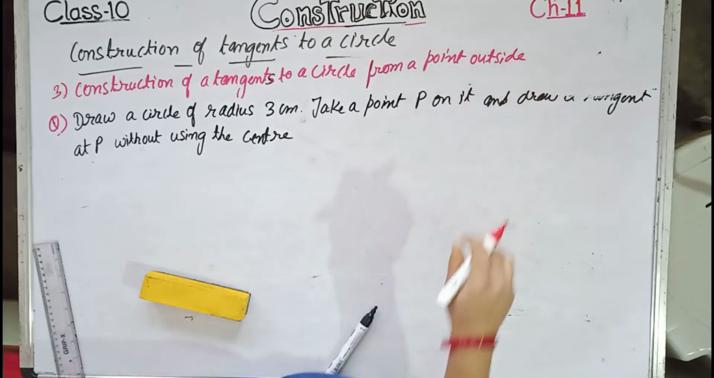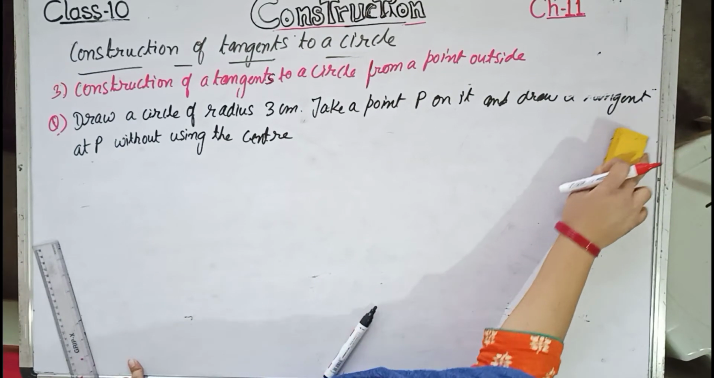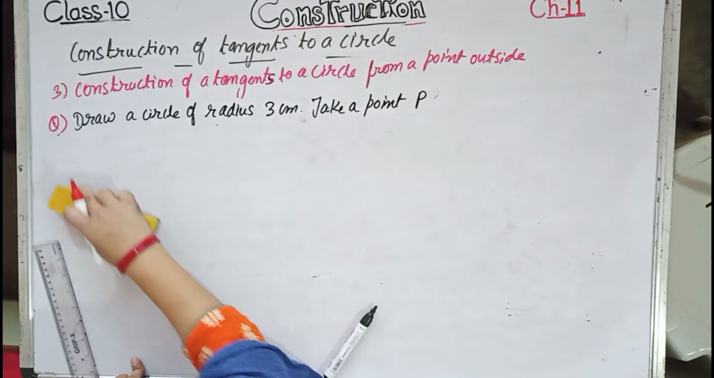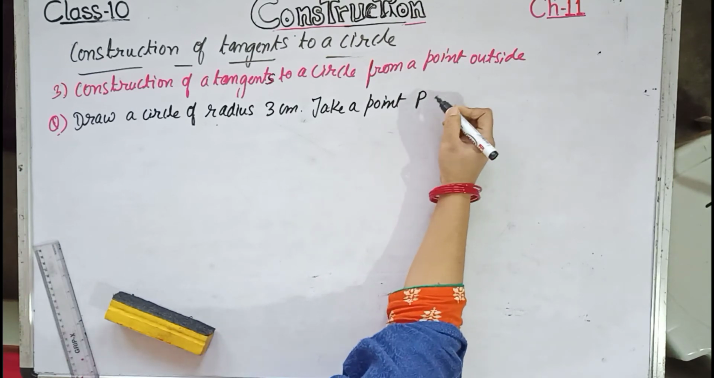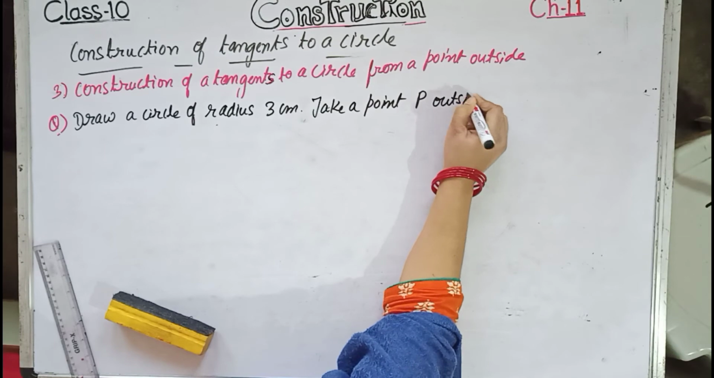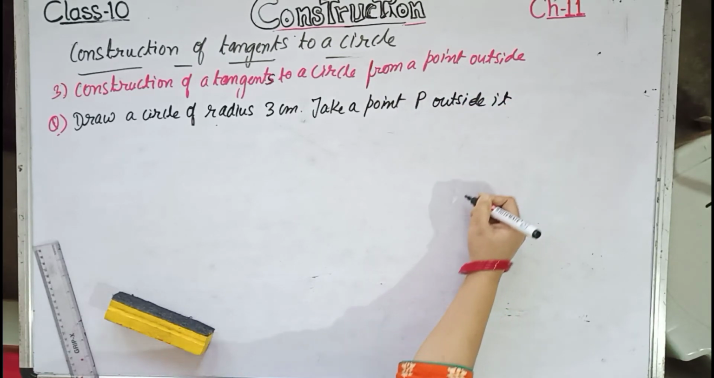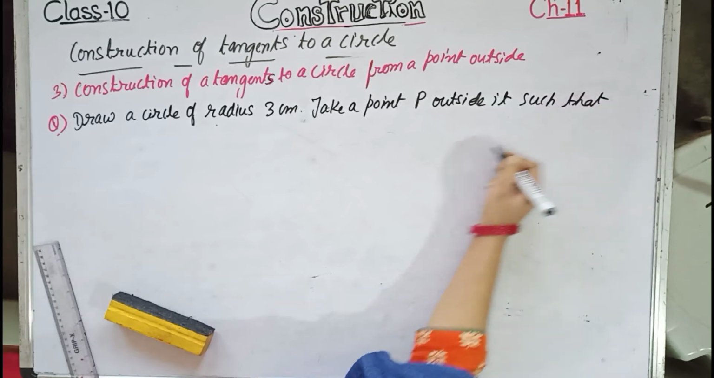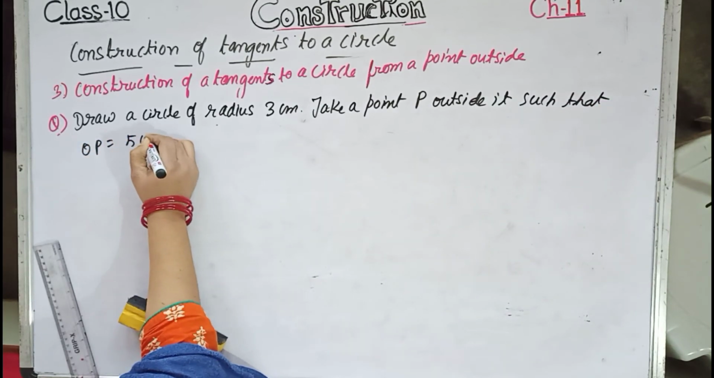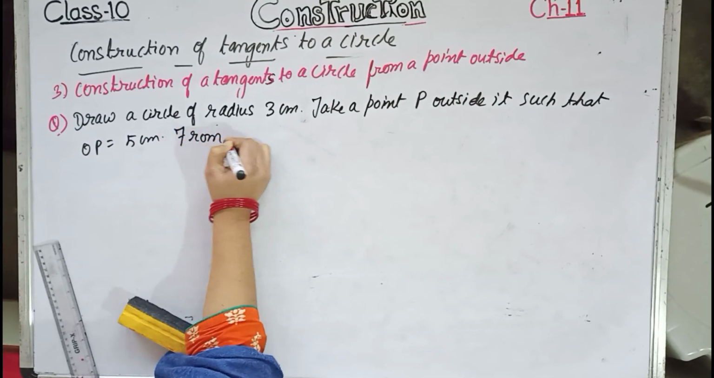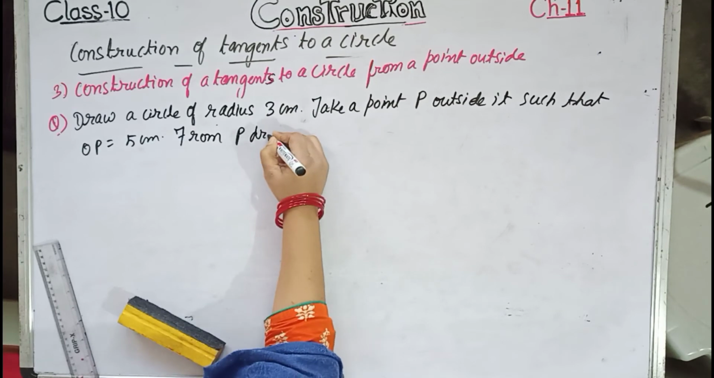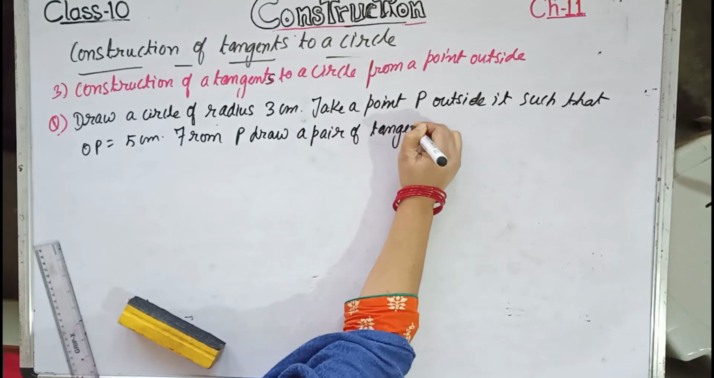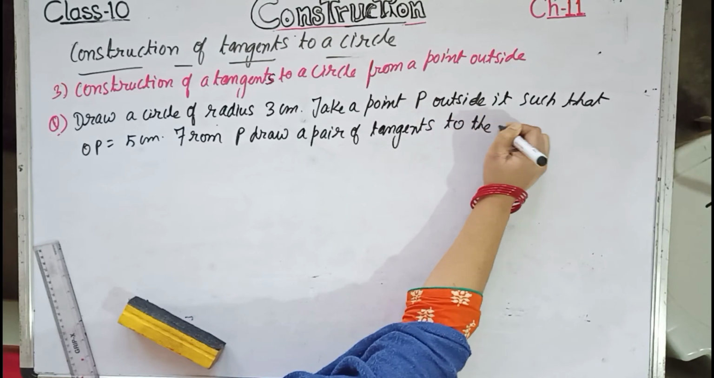Draw a circle of radius 3 cm and take a point P outside it such that OP is equal to 5 cm, and from P draw a pair of tangents to the circle.